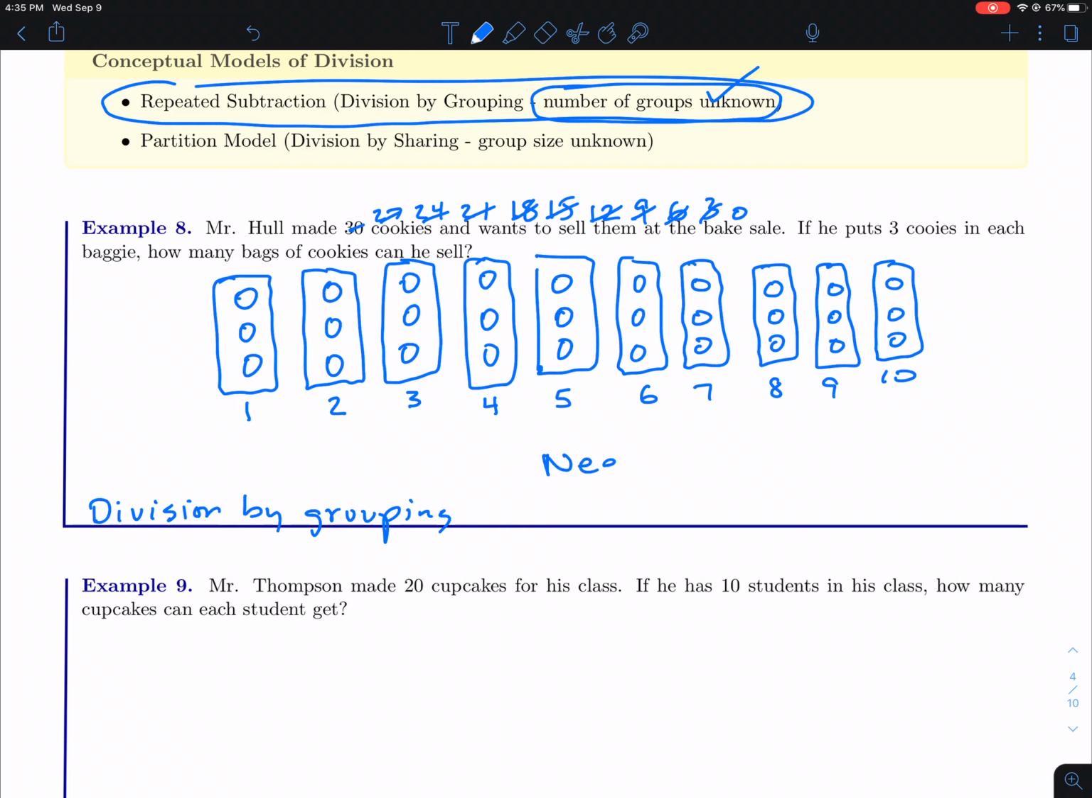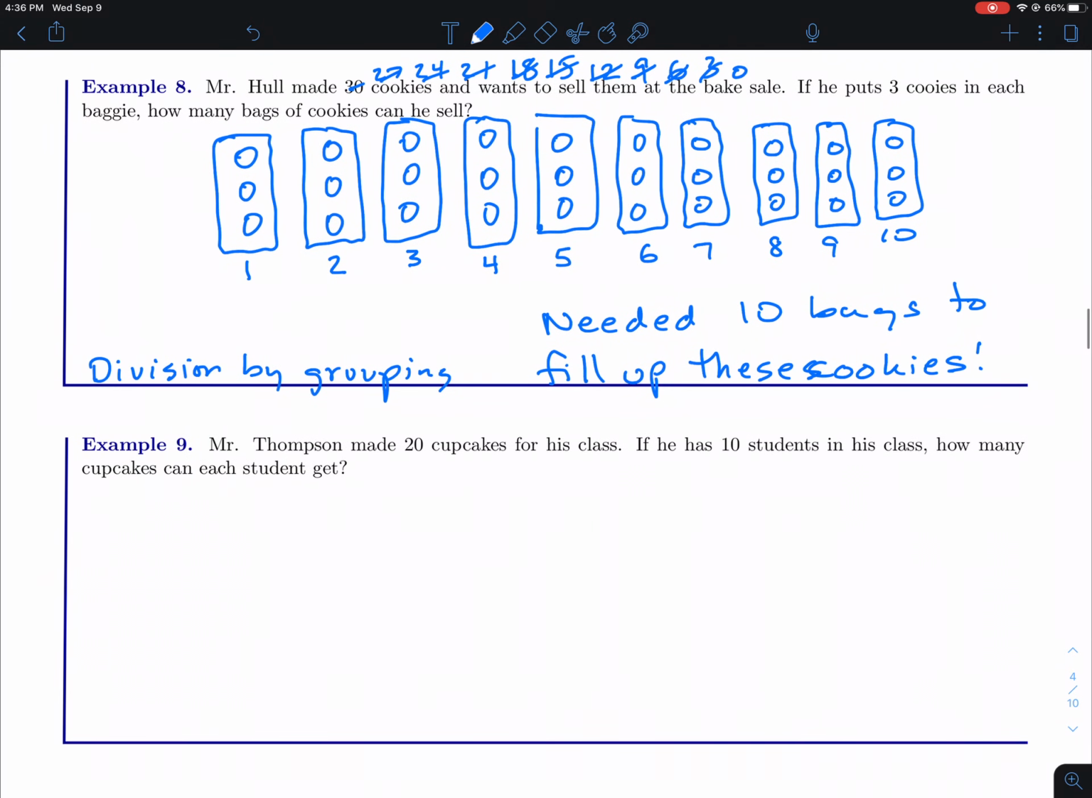All right, so that's our repeated subtraction, division by grouping, number of groups unknown. So again, hopefully that makes sense to everybody and everything's okay. So let's look at example 9 here.